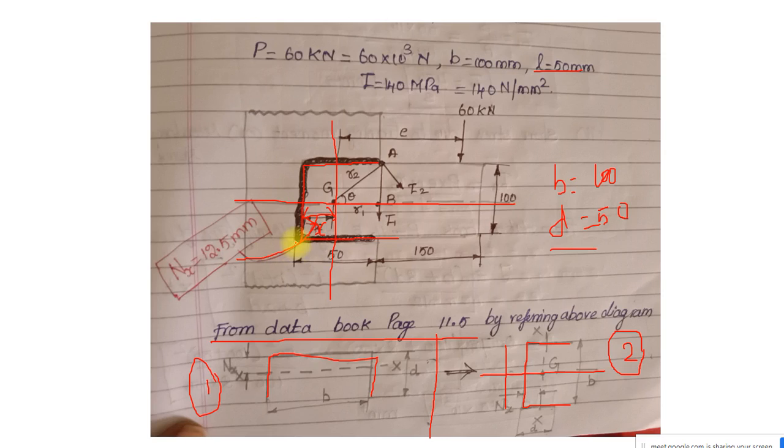So I know this total distance. The total distance given in the problem is 50. I know the distance up to here. Now can I calculate R1, sir? Can I calculate R1? Can anyone tell me how to calculate R1?